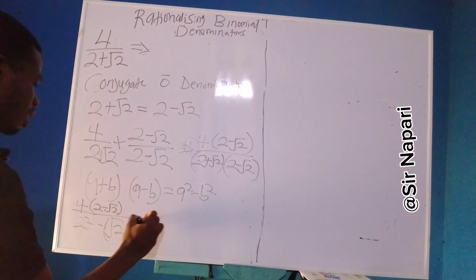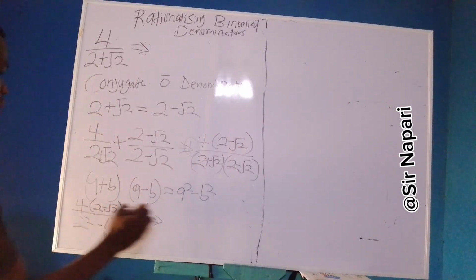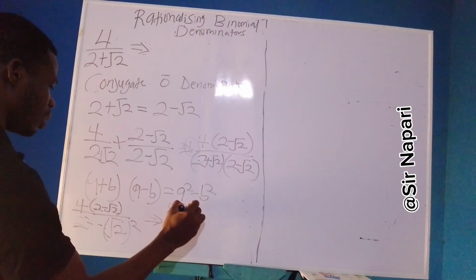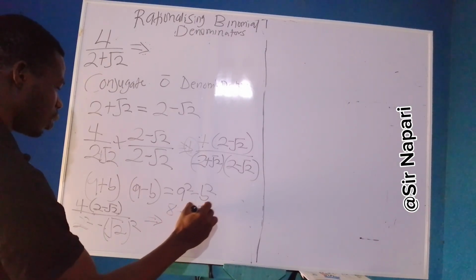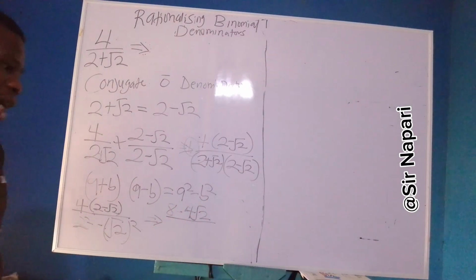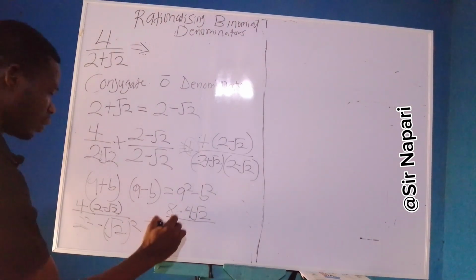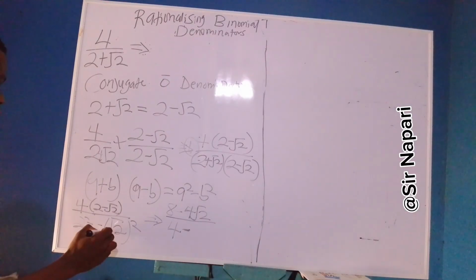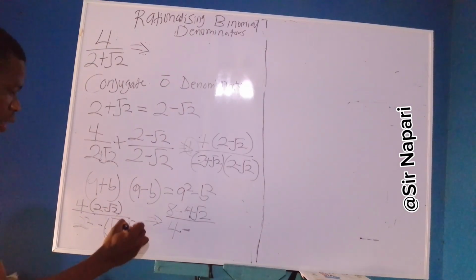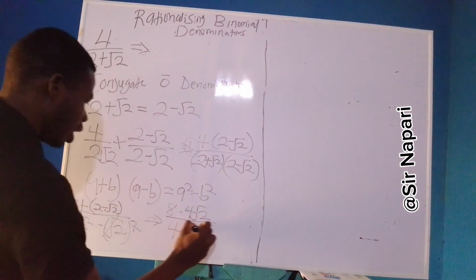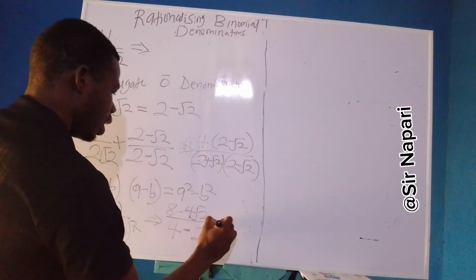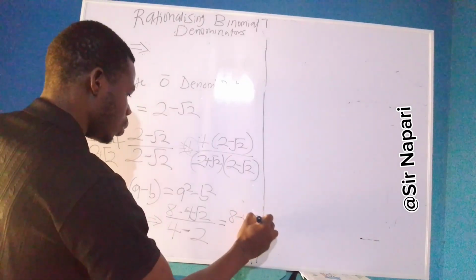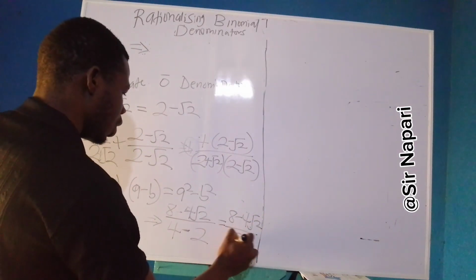In simplifying, we will have 4 times 2 will give you 8. 4 times root 2 will give you minus 4 root 2, all divided by 2 squared, which will give us 4, minus root 2 squared. The square here will cancel with the square root here, so we'll have 2, which will be equal to 8 minus 4 root 2, all divided by 2.